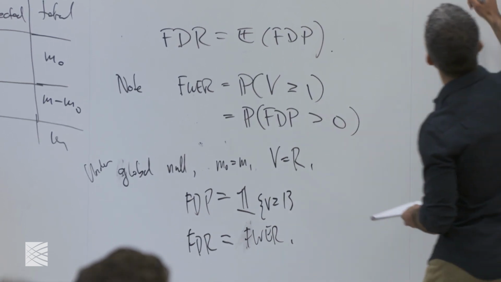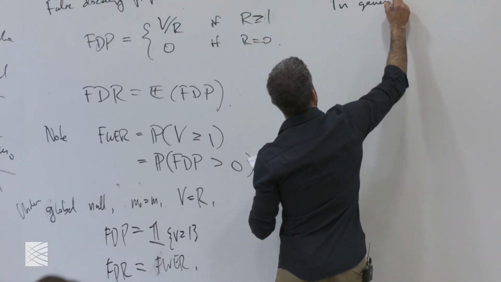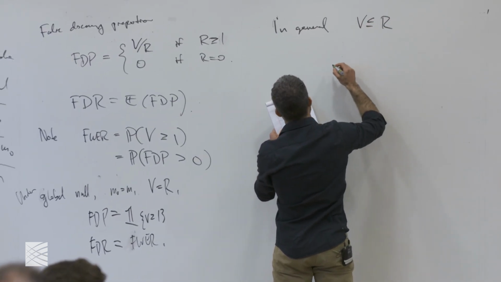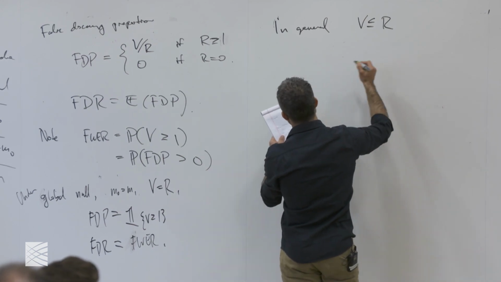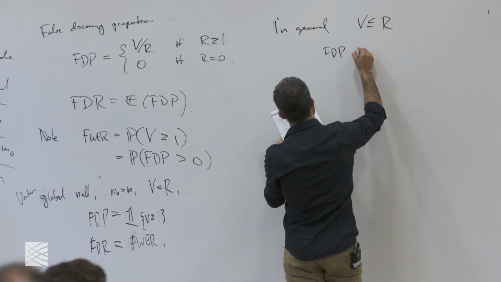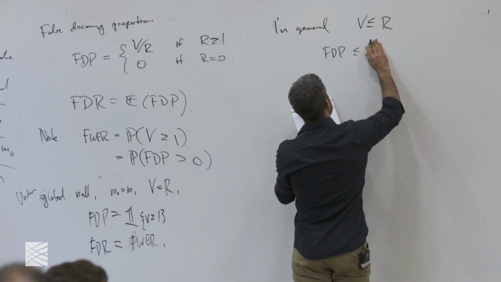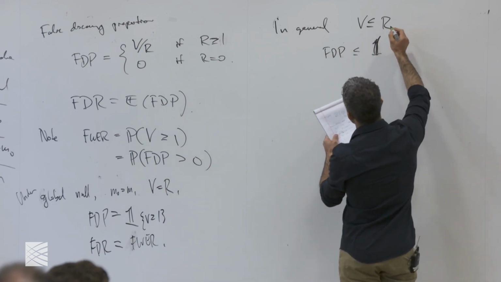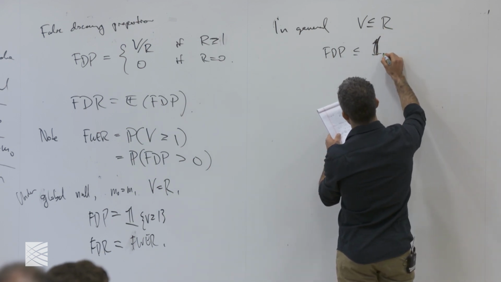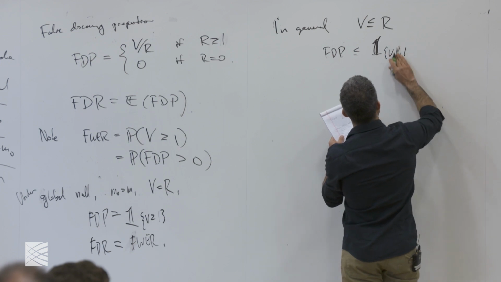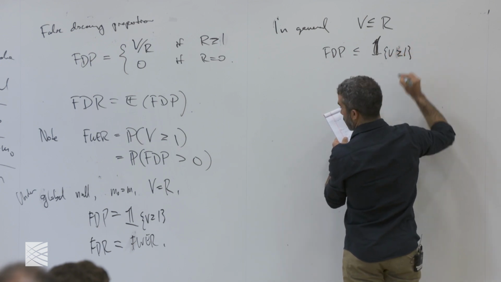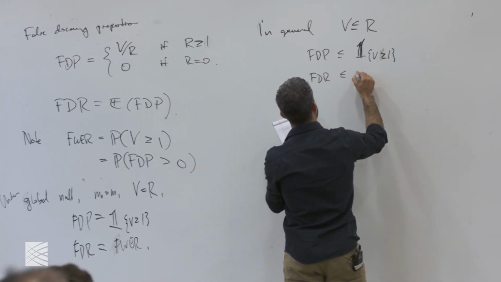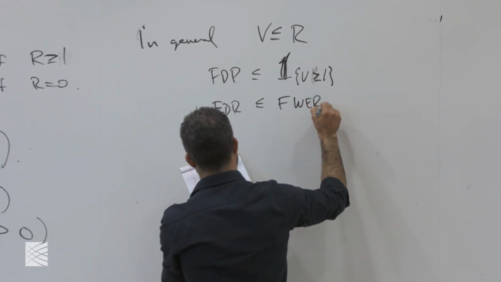And in general, intuitively this is probably obvious, but in general the proof is that the FWER, the family-wise error rate, is always more stringent, in that the false discovery proportion is always at most, since V is at most R, the false discovery proportion is in general less than or equal to this indicator function. So in general, FDR is less than FWER.